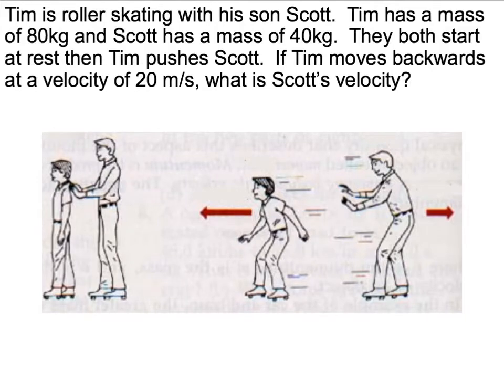Here's our first problem. Tim is roller skating with his son Scott. Tim has a mass of 80 kilograms and Scott has a mass of 40 kilograms. They both start at rest, then Tim pushes Scott. If Tim moved backwards at a velocity of 20 meters per second, what's Scott's velocity?